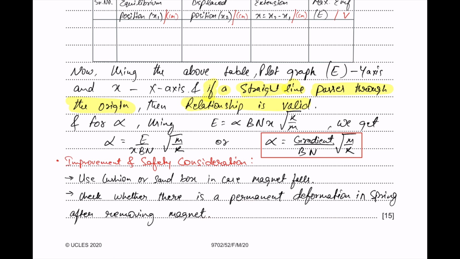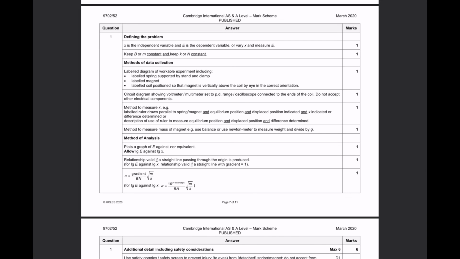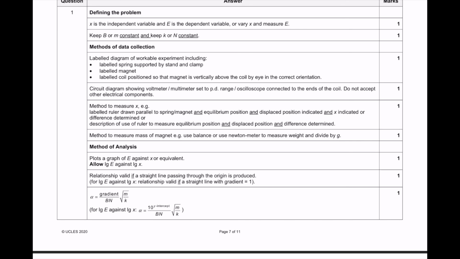Now at last, let us consider the marking scheme also, which is provided by Cambridge. Okay, so the marking scheme says, defining the problem: X is the independent variable, E is the dependent variable, that we have done. Control variables B, M, K and N are kept constant, 1 mark, 1 mark.